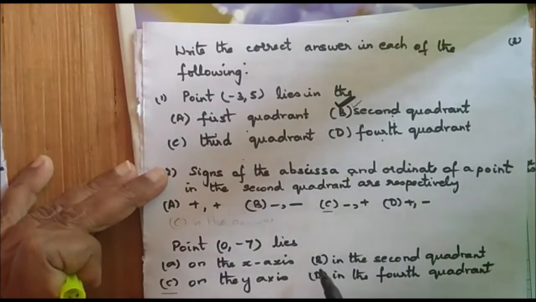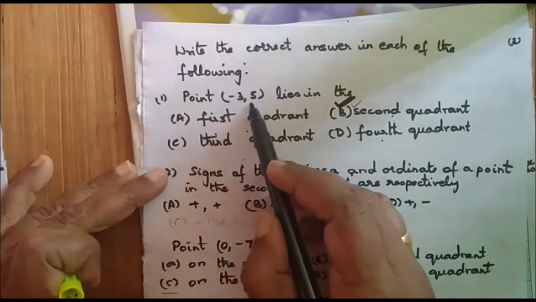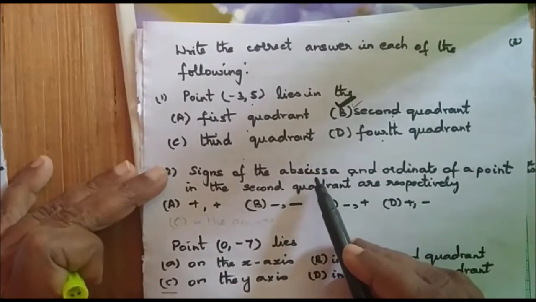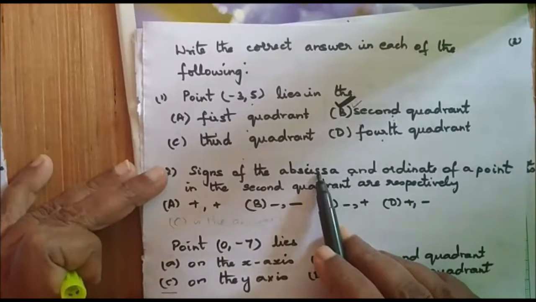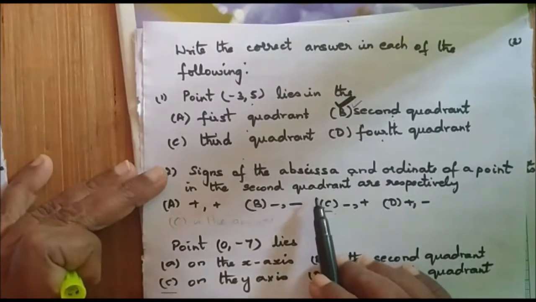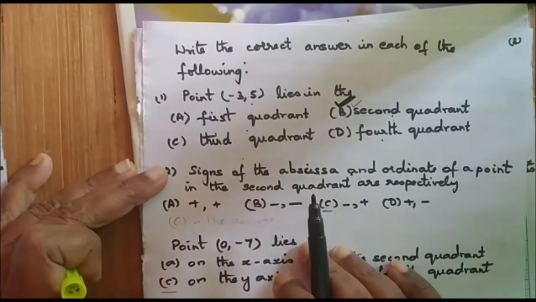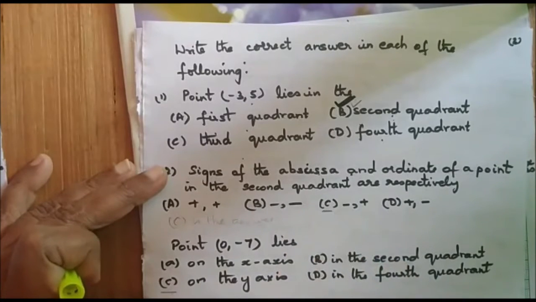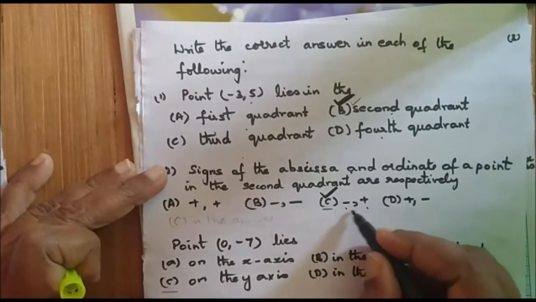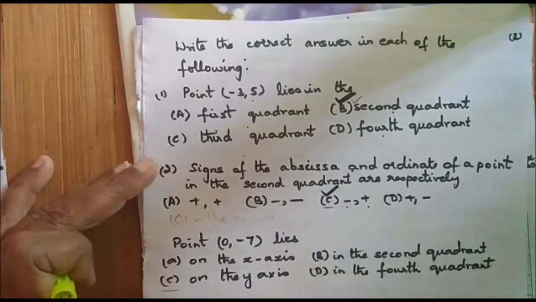Now, we only saw one problem, isn't it? Minus and plus. Signs of the abscissa. Abscissa means the x-axis. Signs of the x coordinate and the y coordinate of a point in the second quadrant. In the second quadrant, the x is negative and y is positive. So, C is the minus and plus. So, C is the correct answer.